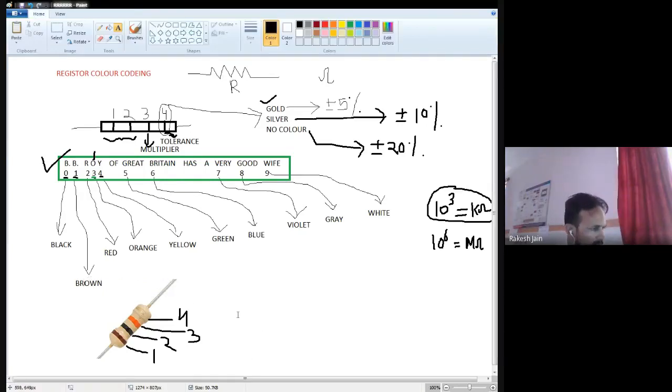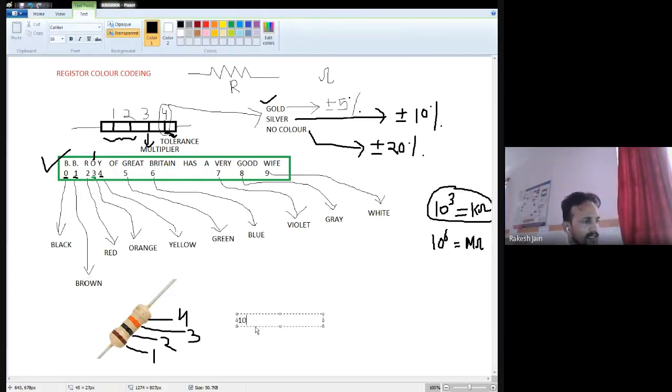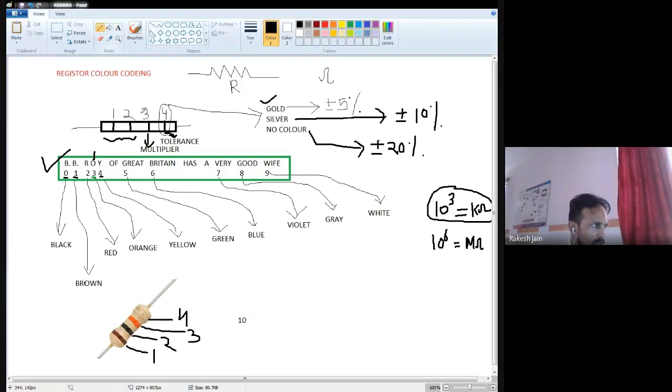So this brown color is at 1 position, then black color is at 0 position. So the first two colors you just write down directly. Then the third color comes in power of 10. So what is the third color? The third color is orange, so we just write down 10 to power 3. Then the last one is gold, so it means plus minus 5%.